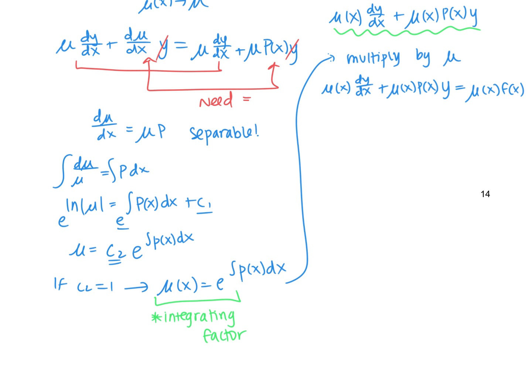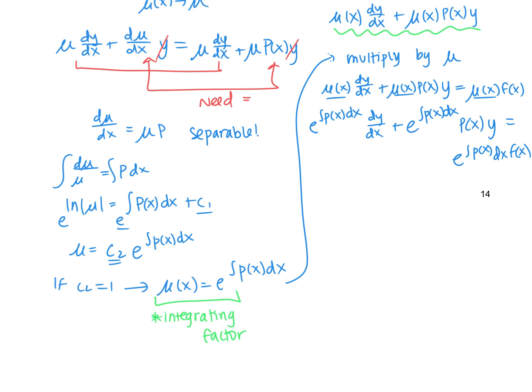Okay, well, that mu of x we're going to replace with our integrating factor from the bottom that we found. So this is e to the integral of p of x dx, times dy dx, add e to the integral of p of x dx, times p of x times y, equals, not mu, equals e to the integral of p of x dx, times f of x. Sorry, I didn't give us a ton of room.